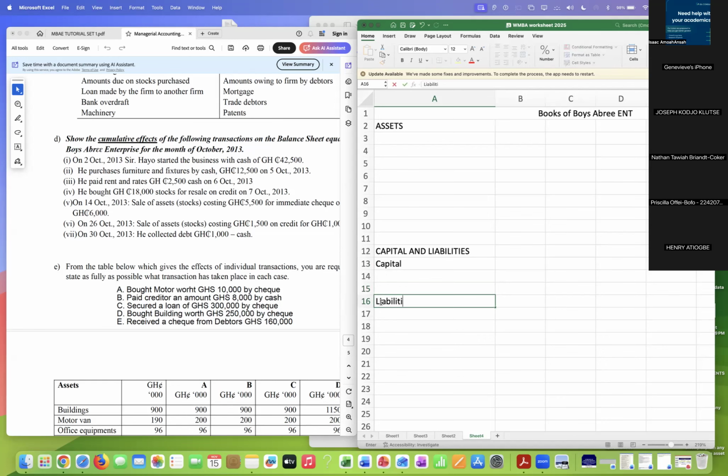Liabilities. Okay, can we show up here our total assets? In case we have a number of assets, we may need to add them. So total assets. Let me indent it and bold it as well. Because I don't know the number of liabilities I'm going to have, I'm also going to leave 3 lines for it. Then we show total capital plus liabilities here.